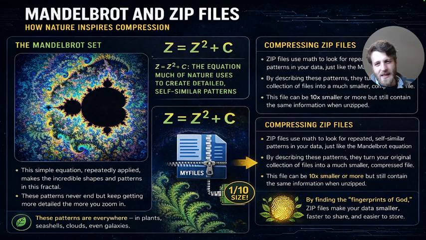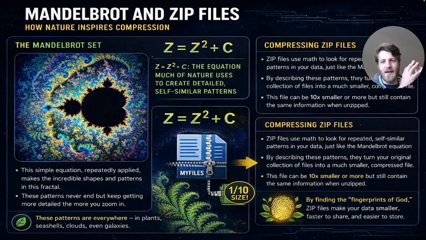So when you take that huge PDF you need to send to your boss and you zip it up and send it over email because the email says we can't send the full file on its own, it's too large. Well, when you zip that file up, it actually uses the Mandelbrot equation or something similar to compress the file. So the file can be 10 times smaller, but it actually contains the same information, and then you can unzip it and have all the information exactly the same.